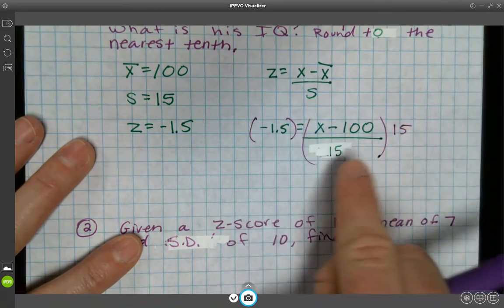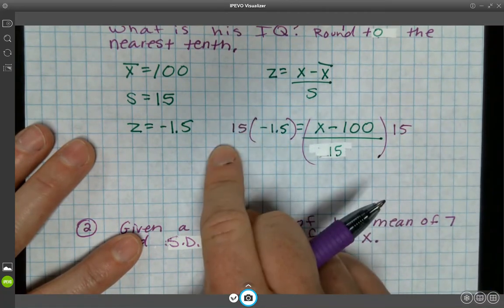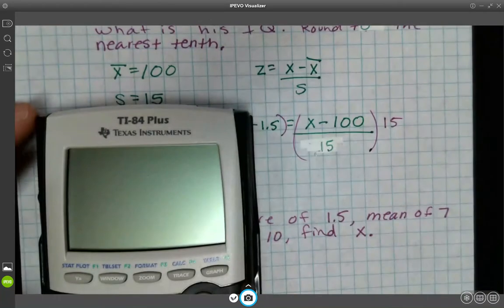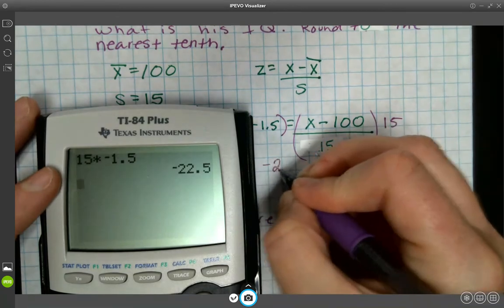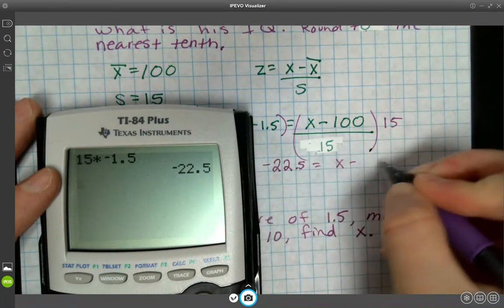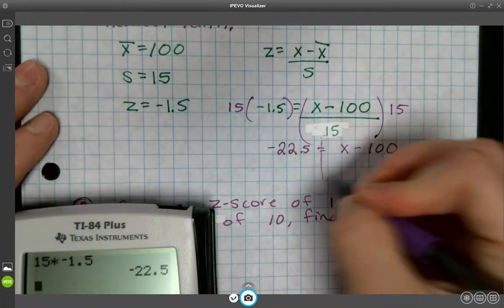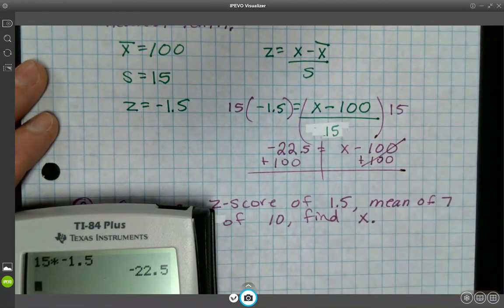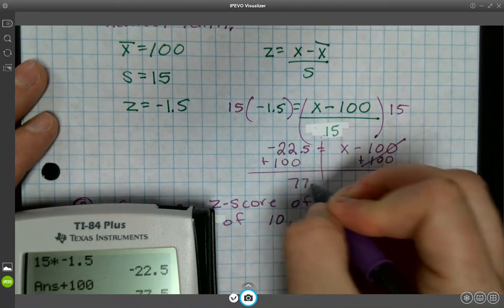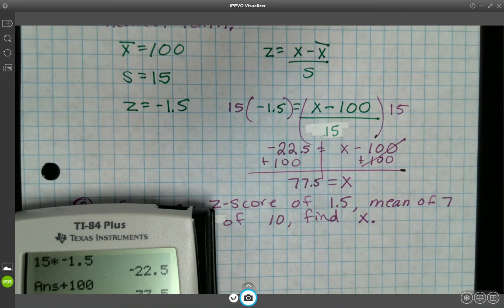You're taking your standard deviation and multiplying by your z-score, because it's negative 1.5 standard deviations from your mean. So when we multiply that, and then we add 100 to both sides, 77.5 is that value. So Steve-O's IQ score is 77.5. So he's on the lower end.